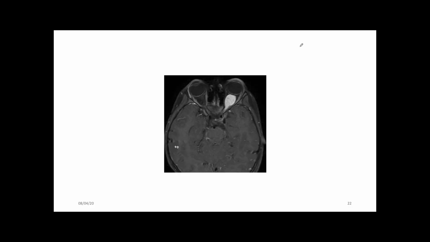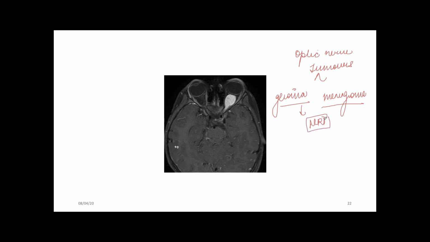Okay, so today we will discuss two very common optic nerve tumors, that is optic nerve glioma and optic nerve meningioma, and how to differentiate them, particularly on MRI. Remember that contrast enhanced MRI is the investigation of choice to differentiate between these two tumors.